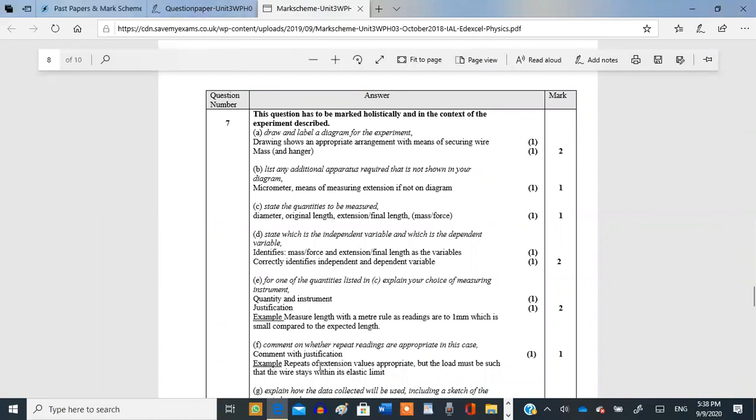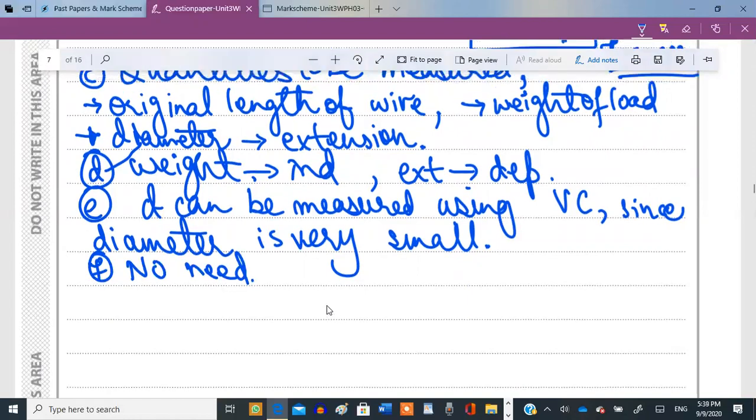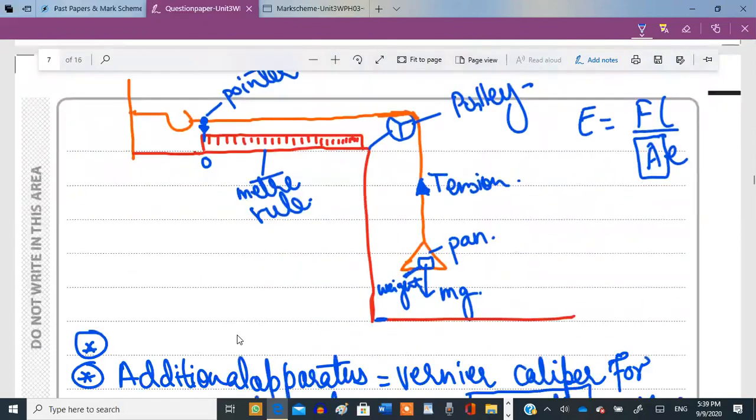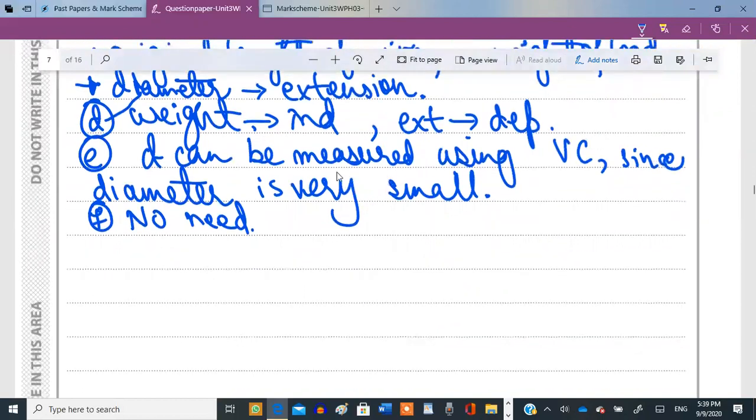Okay, over here they use the extension. So yes, of course, in extension you do need to repeat it because that's a dependent variable, and you'll need to draw out the graph as well. And that's also inaccurately measured, right? The extension, you can't measure it very accurately using this setup. So you'll need to measure it again and again. But for the diameter, you are using the vernier caliper, so no need to repeat it, since the vernier caliper is a very accurate device.